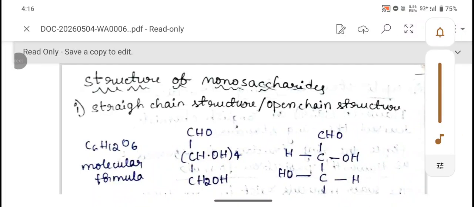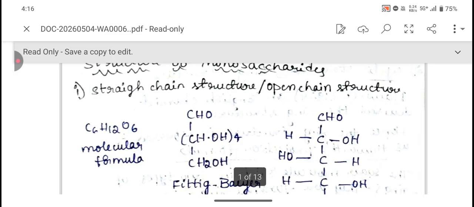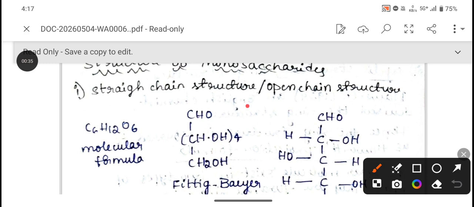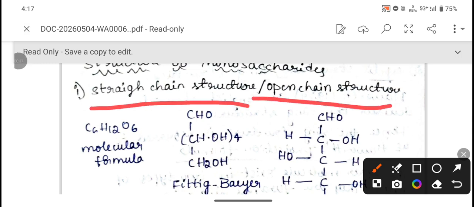Hello everyone. In this video we are going to discuss the structure of monosaccharides. In the previous lecture we have seen the classification of carbohydrates and the classification of monosaccharides based upon the number of carbon atoms. Monosaccharides have three kinds of structure, and the very first is the straight chain structure, or open chain structure, of the monosaccharide.